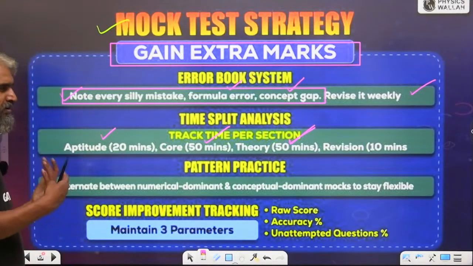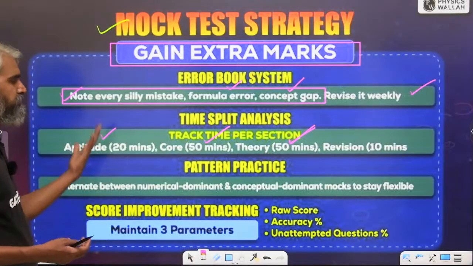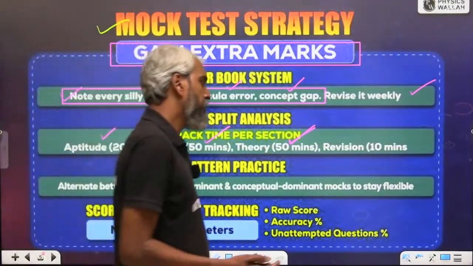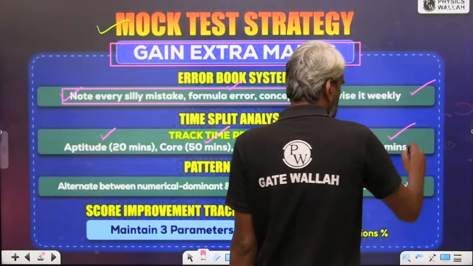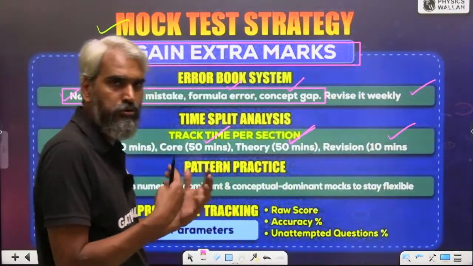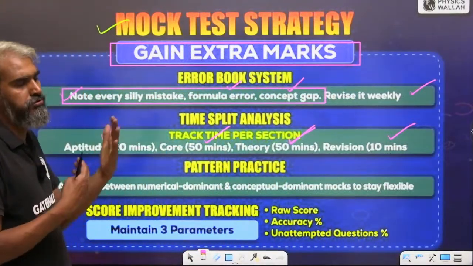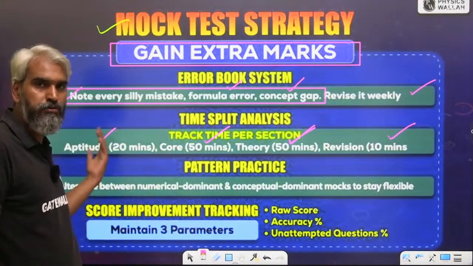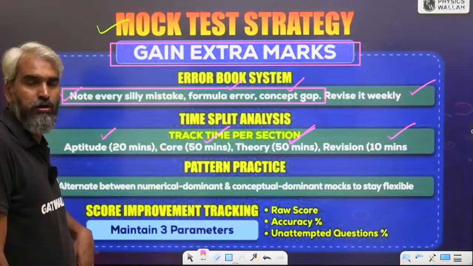So you may be like, sir, what happened with the remaining time? So 122 hours is gone. Then 10 minutes is required for the revision. Within the 50 minutes, you can select the other type of questions. So within 20 minutes, you need to solve all the questions of aptitude.